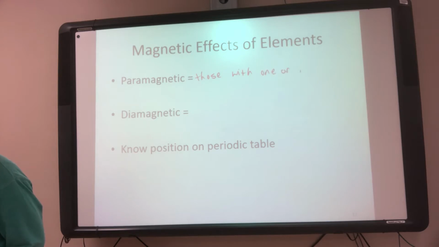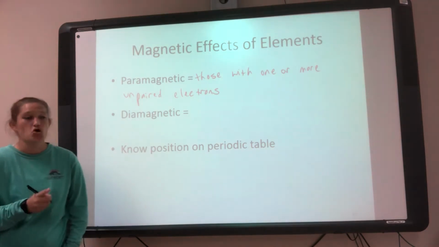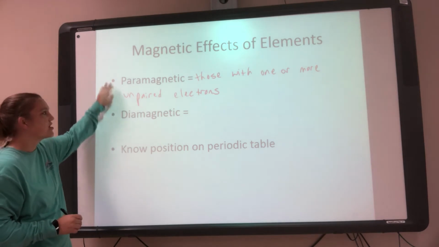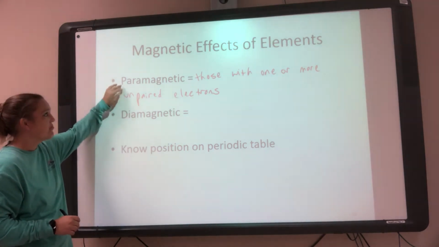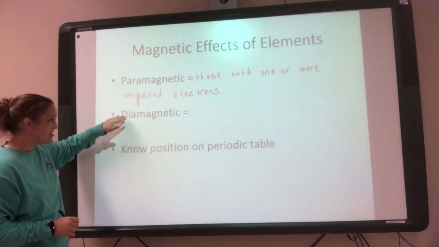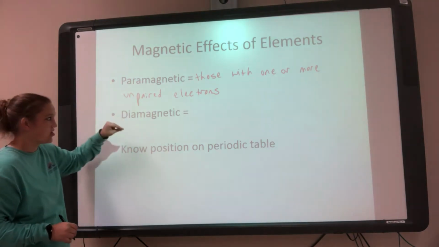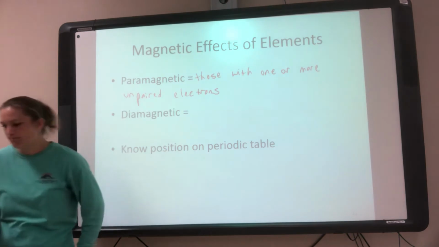So paramagnetic are those with one or more unpaired electrons. So there's got to be at least one electron who doesn't have a partner for him to be para. A lot of times we think para, oh, they're all paired. That's not the case, okay? Para doesn't mean they're all paired. Actually, dia is what that means because dia stands for two, meaning there's two together. So don't get that mixed up.